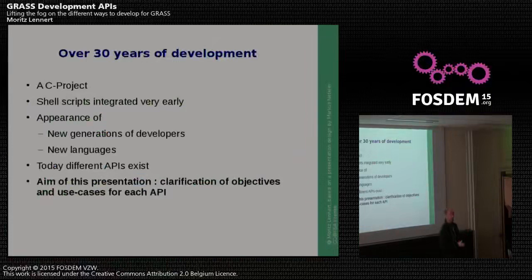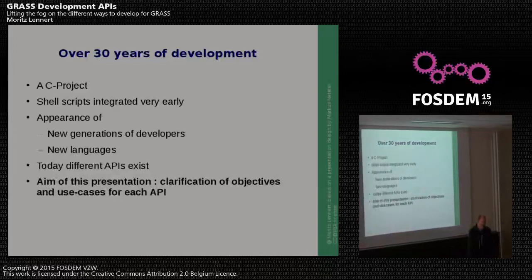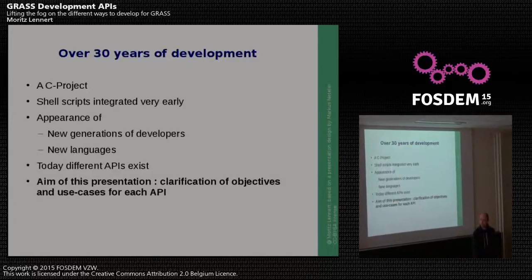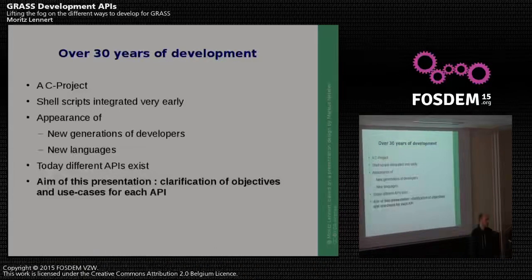So GRASS basically is a C project, written in C. As Markus said, it's over 30 years of development. And it's quite interesting that a lot of the basic C functions that were developed over 30 years ago are actually still there, still working. So it's quite a stable source base, even though it has changed a lot over time.